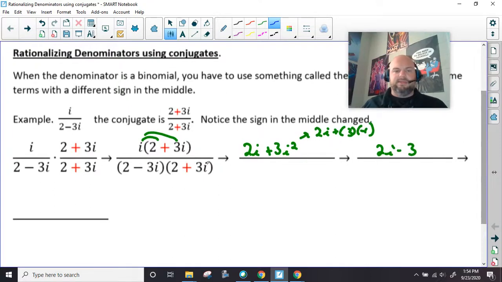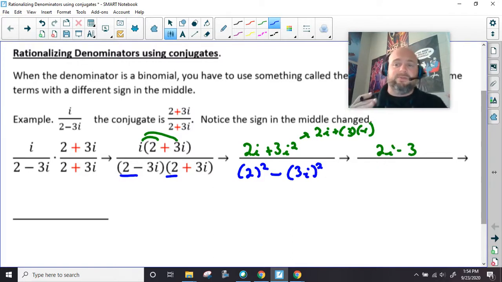This is a difference of two squares. Basically, it's going to be whatever the first term is, 2 squared, minus the second term squared. That's the way it's going to work out. You don't have to do FOIL or double distributive or table method. So now we have 4, because 2 squared is 4, minus 9i squared, and 9i squared is going to be 9 times -1.